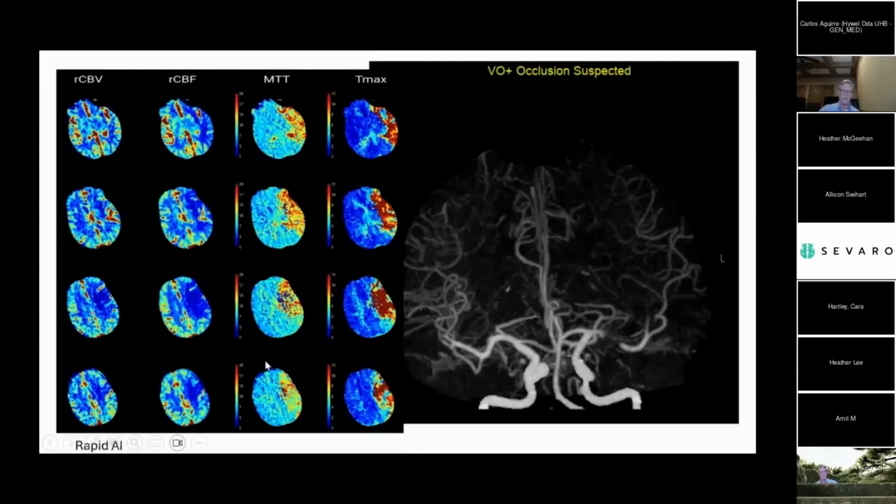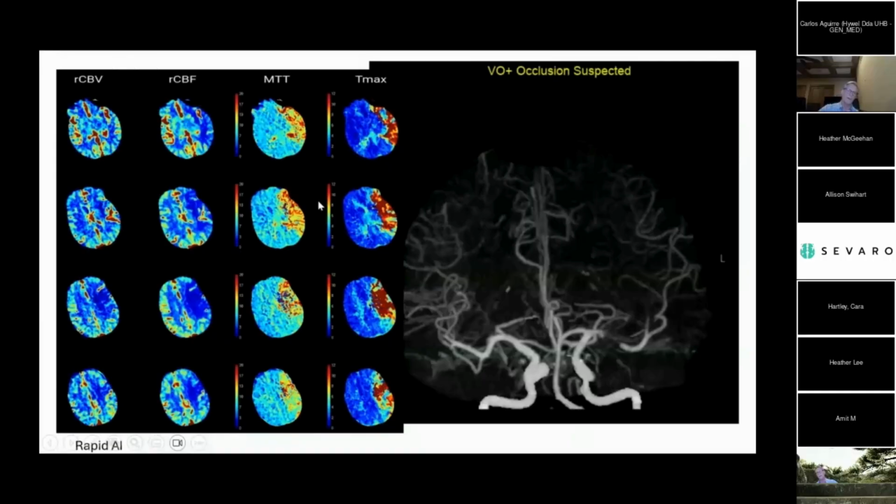Again, let's go to MTT. Everything that's going to be abnormal is going to be yellow to red. And so we know this is the affected hemisphere, which is predicted on the CT angiogram. And now let's look at the Tmax. Everything above 6, so everything greater than the green, is going to be abnormal. So this is affected as well. In this case, the really bad is the really dark red.